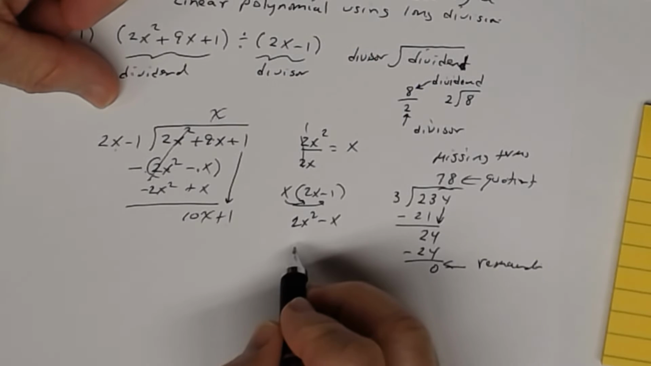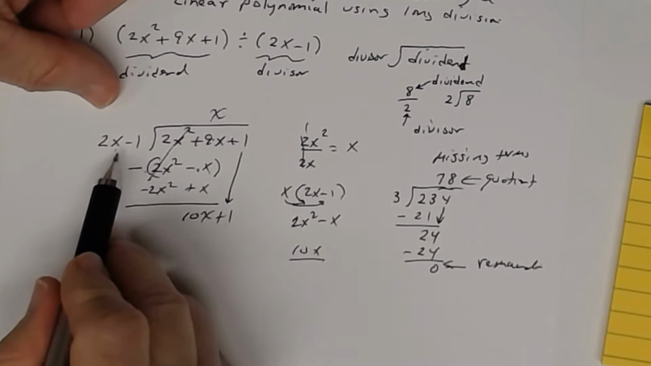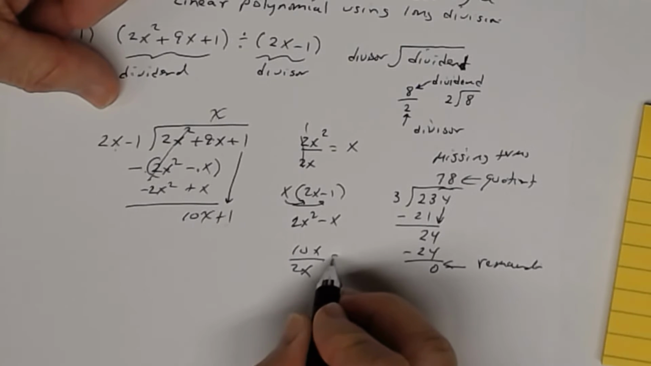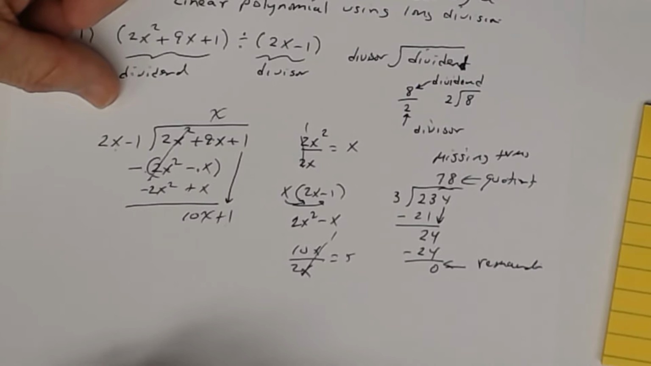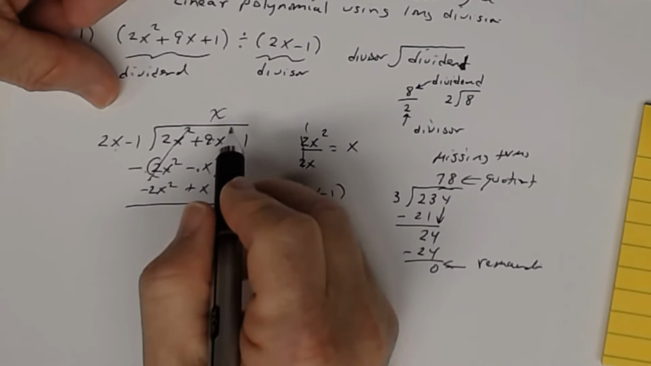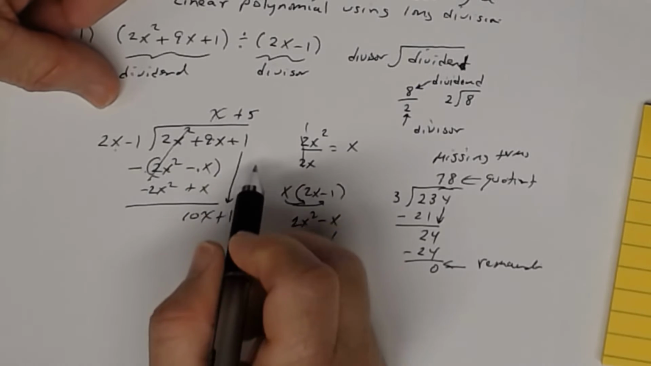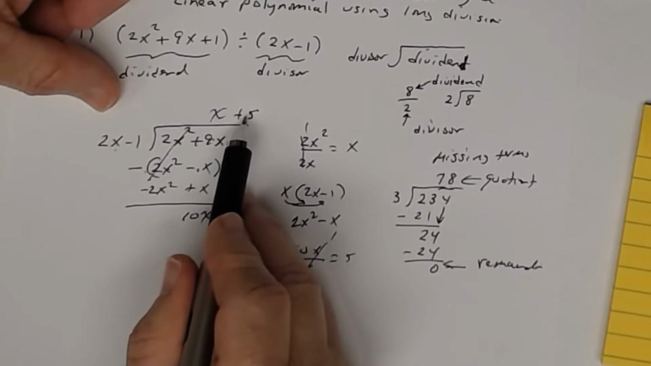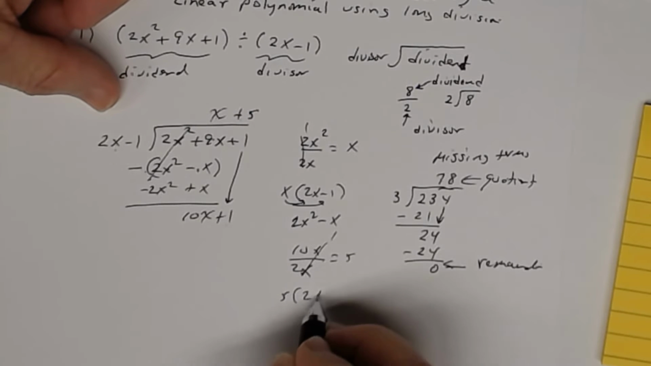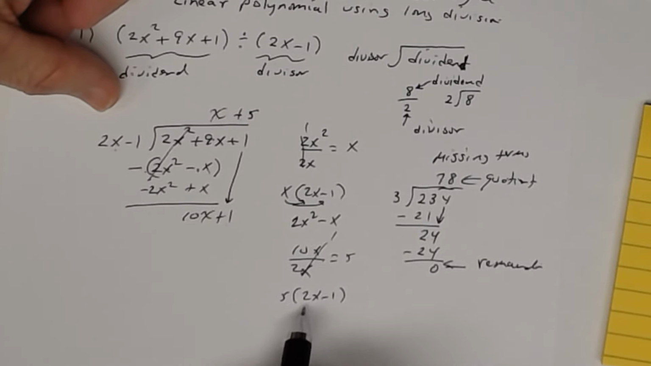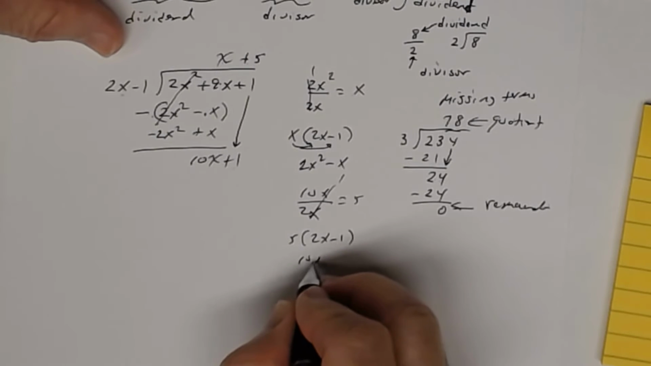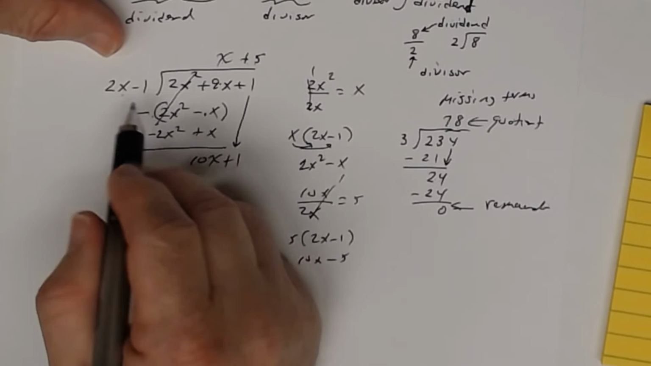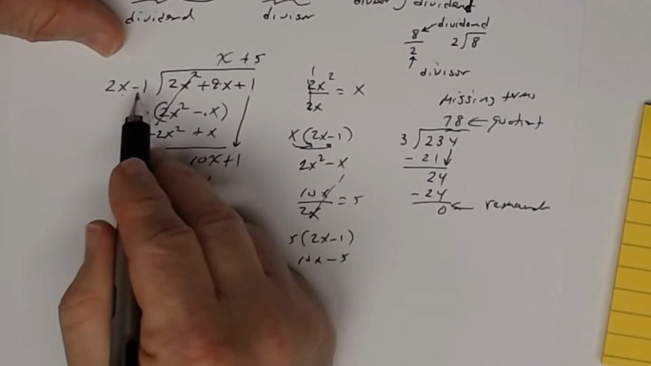First term, 10x divided by the first term of your divisor, 2x. 10 divided by 2 is 5, and the x's divide out, and so you just get 5. So positive 5. So that goes here now, plus 5. Then we're going to multiply this term by the divisor. So basically I'm saying 5 times 2x minus 1. 5 times 2x is 10x, 5 times a negative 1 is a negative 5, and that goes there.